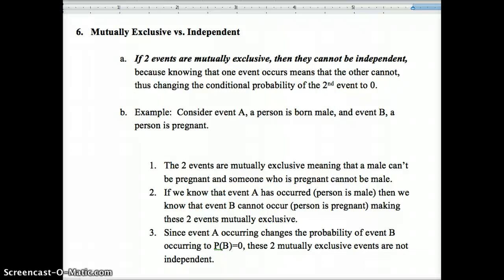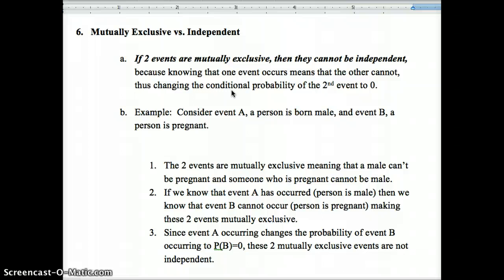So if absent at home all day occurs, the conditional probability is then 0 that you're going to be at school. Vice versa, if being at school all day occurs, the conditional probability that you're absent at home becomes 0. Mutually exclusive, they cannot happen. Because that changes the probability of the second event to 0, they are not independent. Mutually exclusive events are never independent, because one happening changes the probability of the second to 0. So that's super important to remember.